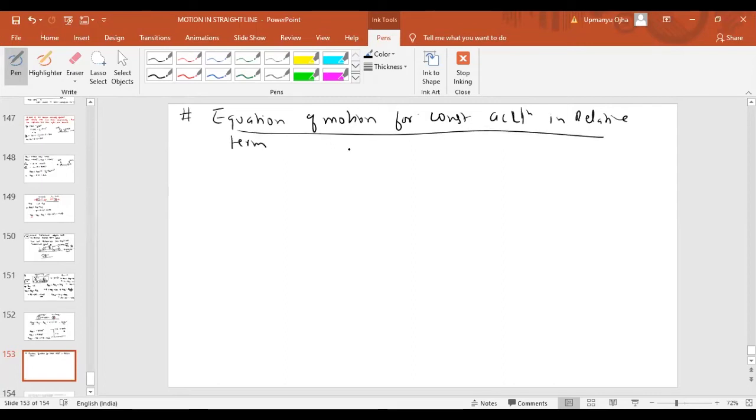Okay, equation of motion for constant acceleration in relative terms. The first equation of motion is that the final velocity in relative terms must be equal to initial velocity plus acceleration in relative terms into time t. That is the first equation of motion.